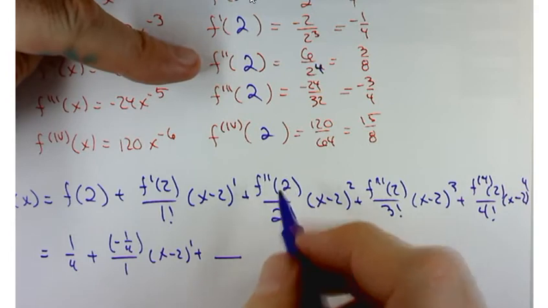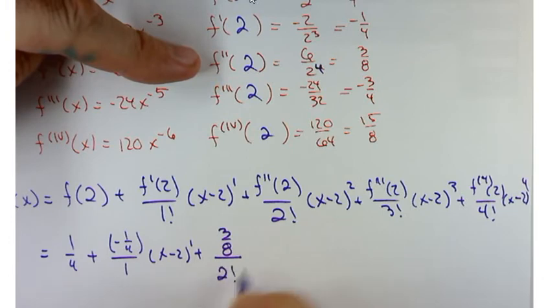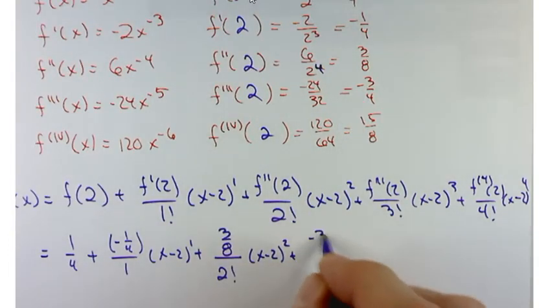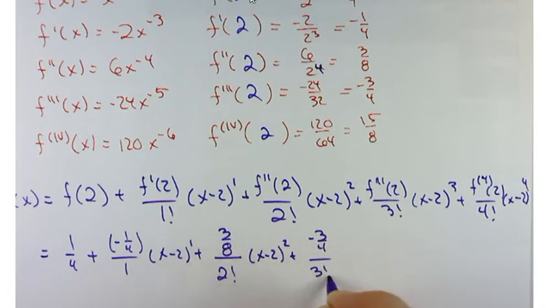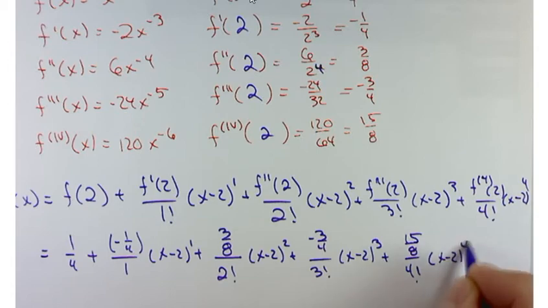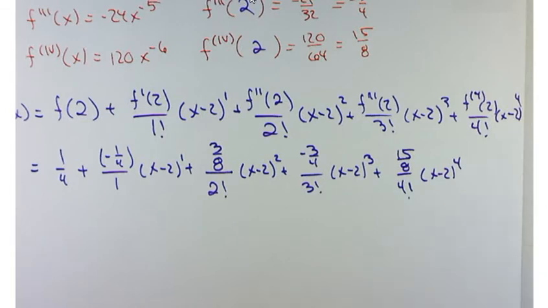F double prime of 2, I should say, is 3/8 over 2 factorial times x minus 2 squared, plus negative 3/4 divided by 3 factorial times x minus 2 cubed. And finally, f to the fourth was 15 over 8 over 4 factorial times x minus 2 to the fourth. I would appreciate you cleaning it up a little bit. Not really fond of getting it like this. So let's see if we can't do that.